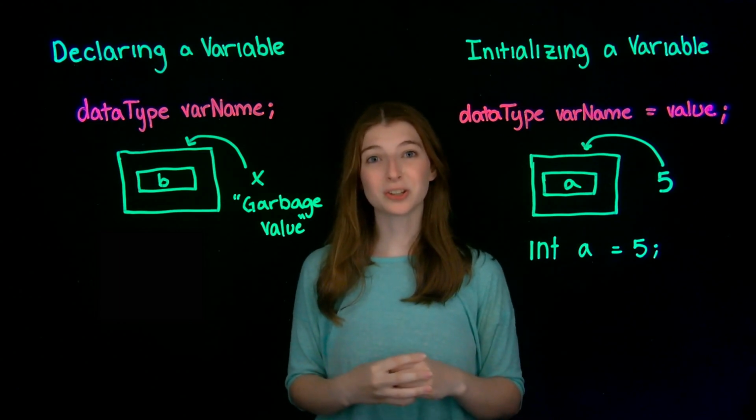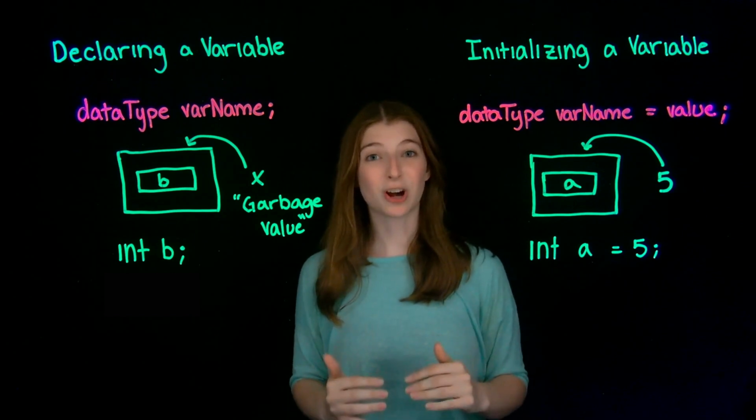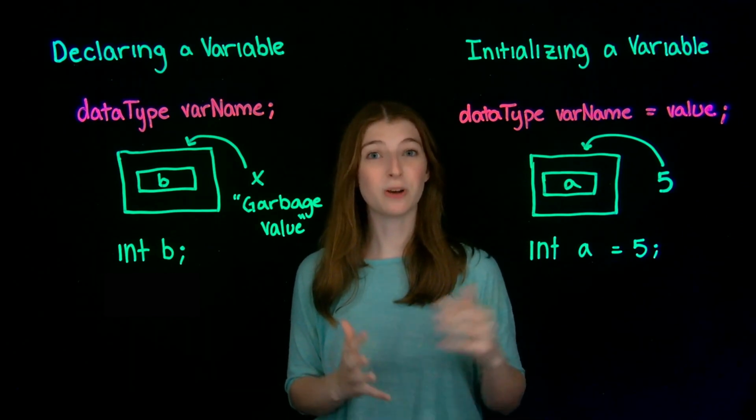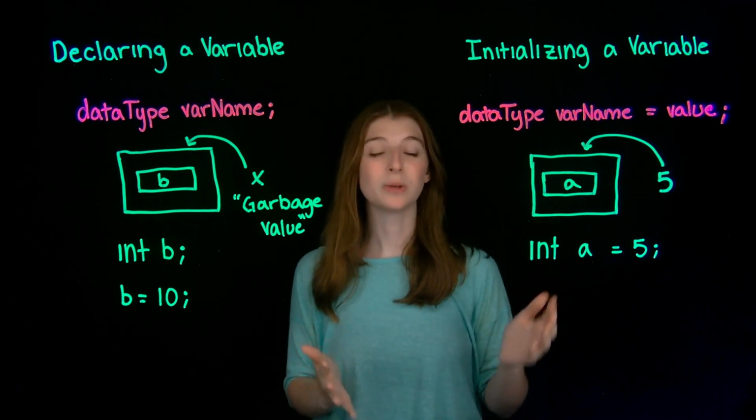So to create this in code, it would look like int b semicolon. Then later on, when you're ready to assign your variable a value, you would just do b = value with a semicolon.